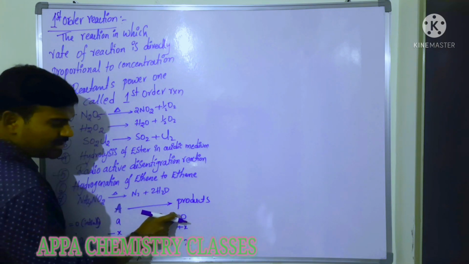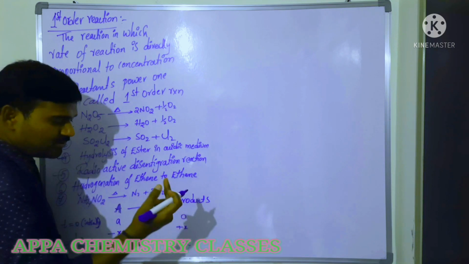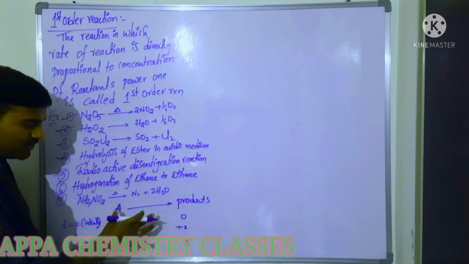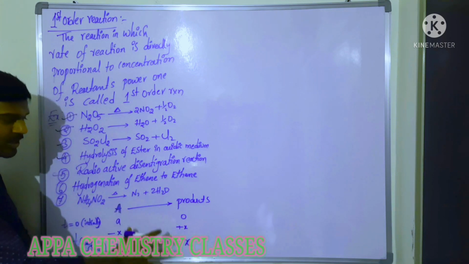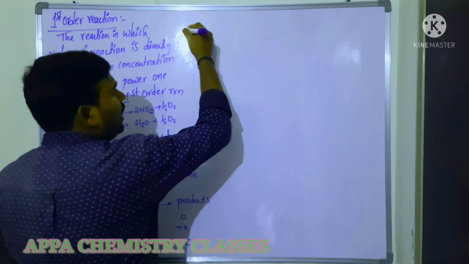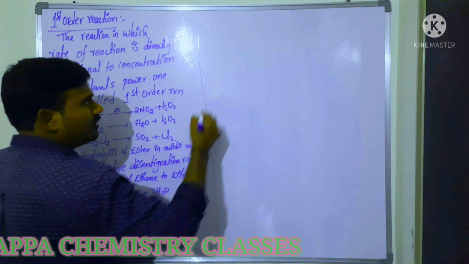Here, initially 0. So the formed product will be what? X. 0 plus x is x. That is the reaction in which the process takes place when the reactants are converting into product. Now, according to the definition of a first order reaction, we are going to see here what?